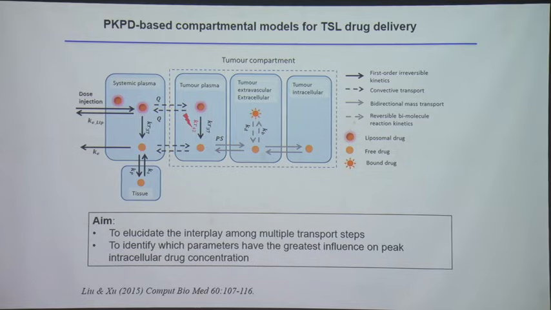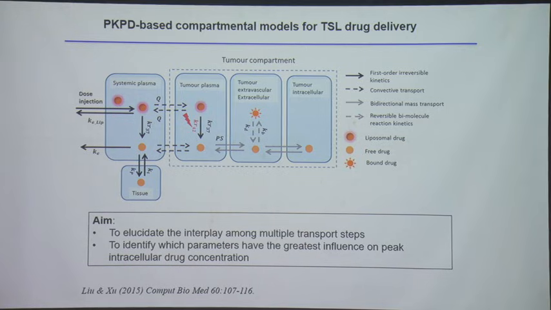Right, so let's start with a compartmental model. This is a PK/PD-based compartmental model for thermosensitive liposome drug delivery. This model can actually be reduced to the standard PK/PD-based compartmental model for a standard chemotherapy drug. All you need to do is remove all the components related to thermosensitive liposomes, and then you will come up with a basic model for the delivery of a standard drug.